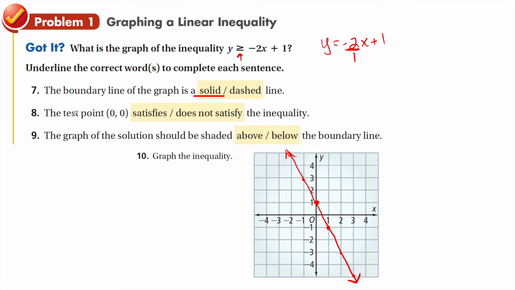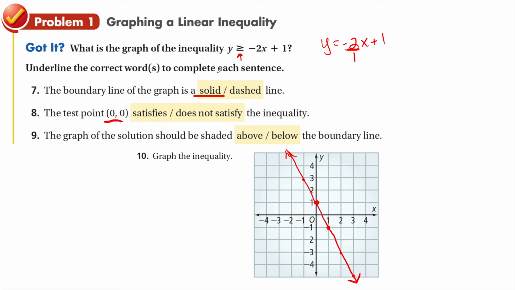So we have to use something called a test point. We have to decide which way we need to shade, because the side that we're shading is saying that no matter what x value we choose in the side that's shaded, will make the actual statement come true. So the test point that we usually will use will be 0, 0. We can use this as long as our linear function does not pass through the origin. In this case, this linear function does not.